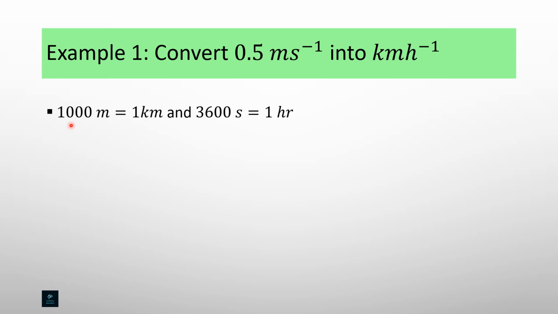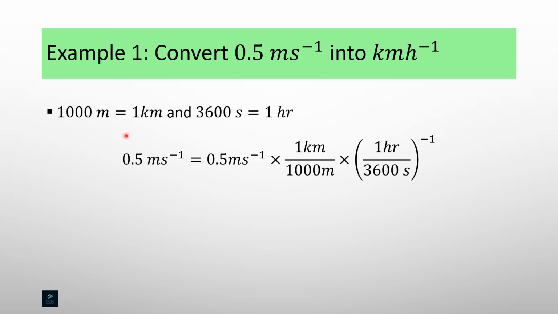Now we know that 1000 meter is equal to 1 kilometer and 3600 second is equal to 1 hour. Therefore, 0.5 meter per second becomes 0.5 meter per second into 1 kilometer by 1000 meter into 3600 seconds by 1 hour. This becomes 0.5 into 3600 divided by 1000 kilometer per hour, which is equal to 1.8 kilometer per hour.